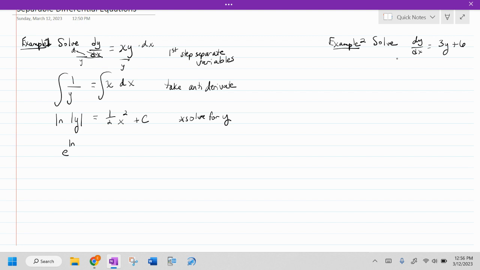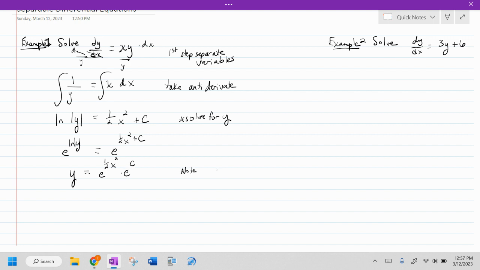So I'm going to raise both sides e to the something. e to the ln of y equals e to the 1/2 x squared plus c. Because I know that e to the ln of y is just y, I'm going to go ahead and drop the absolute value, since the argument will be positive anyway. And I'm going to rewrite e to the 1/2 x squared plus c as e to the 1/2 x squared times e to the c.